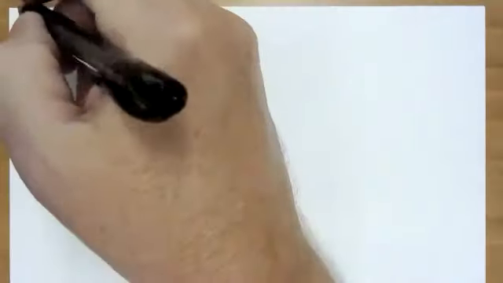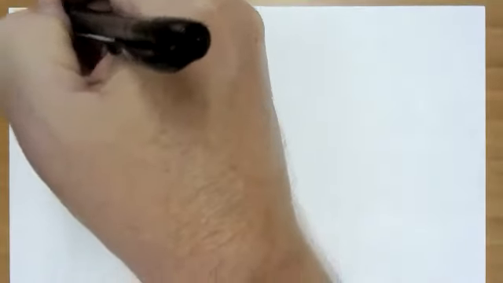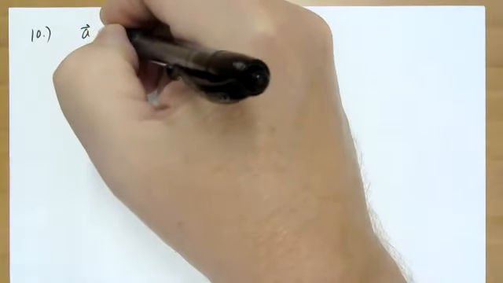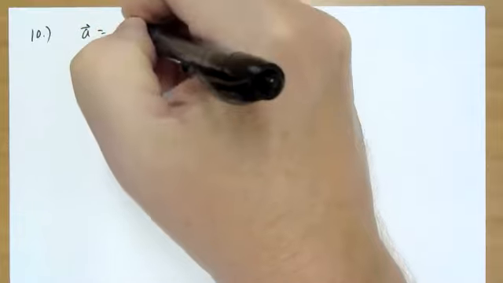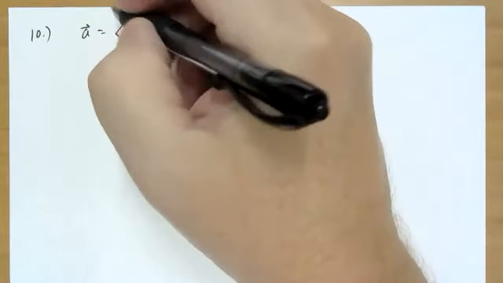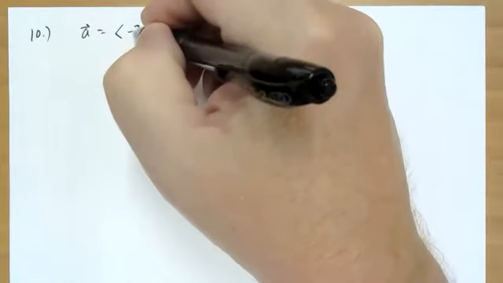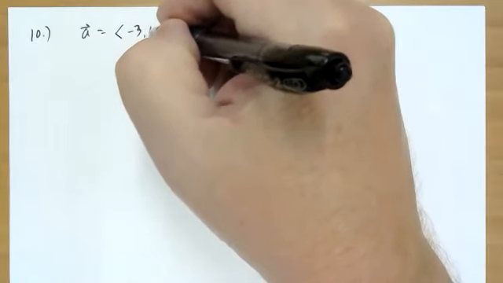So number 10, so vector A, so that's how we write vectors. We're sort of writing by hand, is -3, 4. So it's almost like the X part is -3, the Y part is 4.